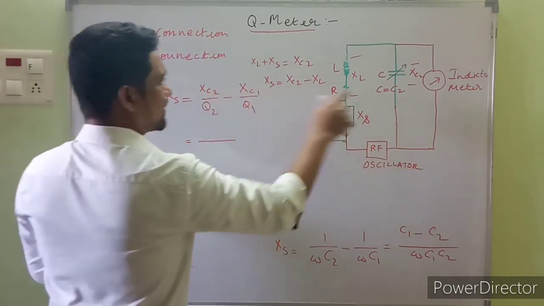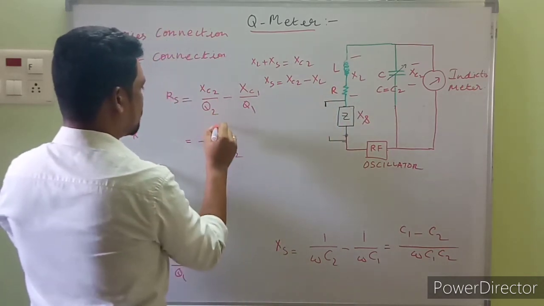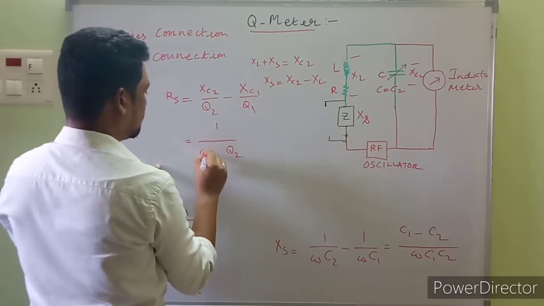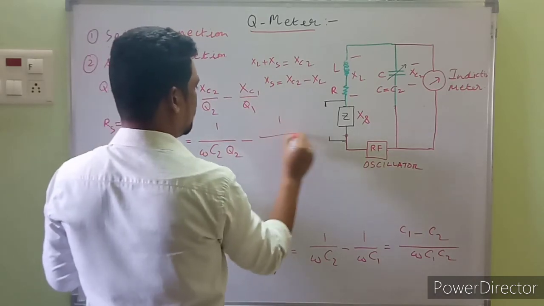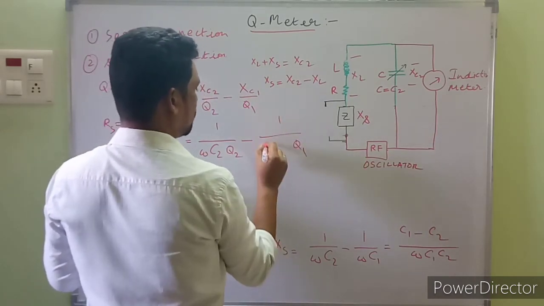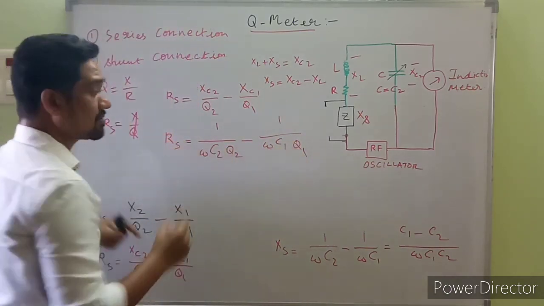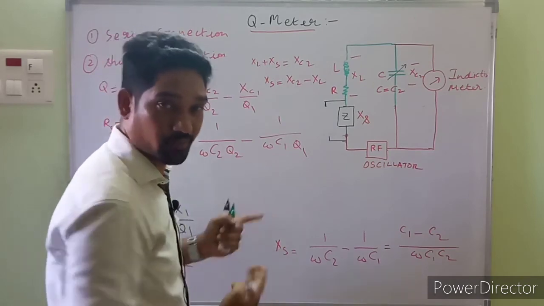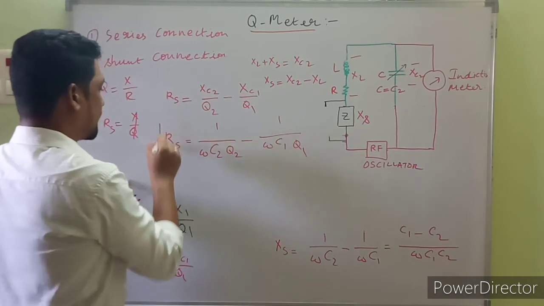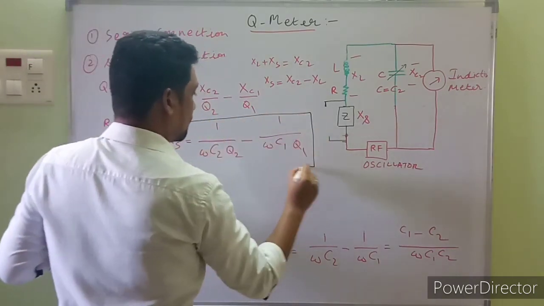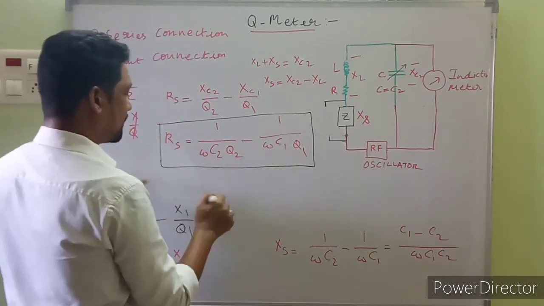What is XC2? It's a capacitive reactance, with Q2 as it is: XC2 is 1 upon omega C2, minus XC1, which is 1 upon omega C1, with Q1 as it is, and that is equal to RS. Guys, at least now am I able to reach you? Please rewind and see this. I didn't hide anything. It's very transparent. Please make a note. Now we have the term XS and we have the term RS, which gives us QS.